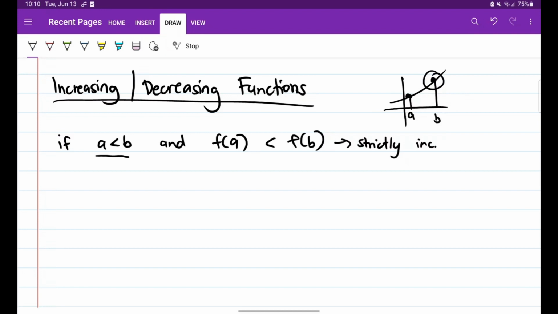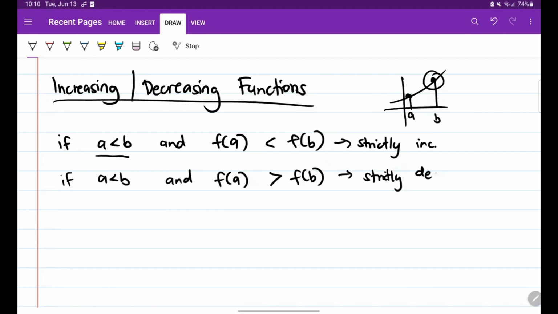Tama? And kabaliktaran naman, 'di ba? If A is less than B and pabaliktad naman f of A is greater than f of B, then this is what we call strictly decreasing. Tama? And kabaliktad naman nung concept, 'di ba?